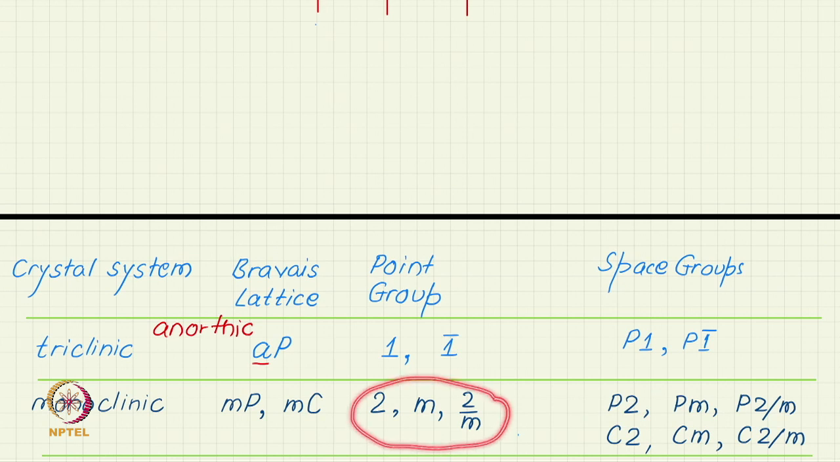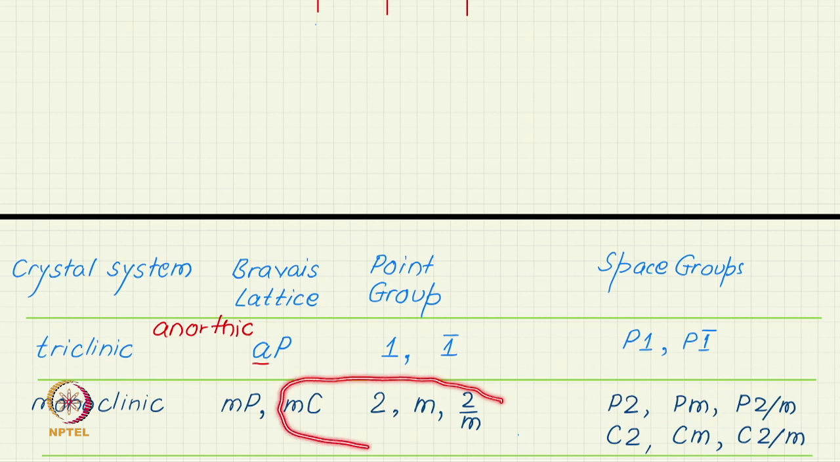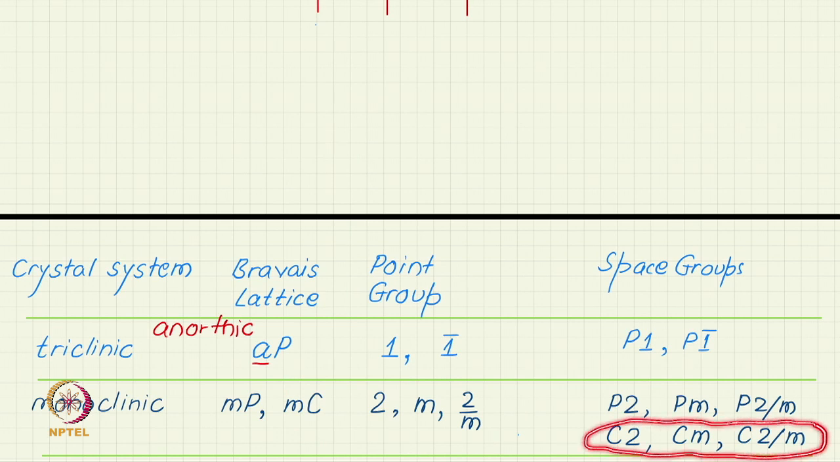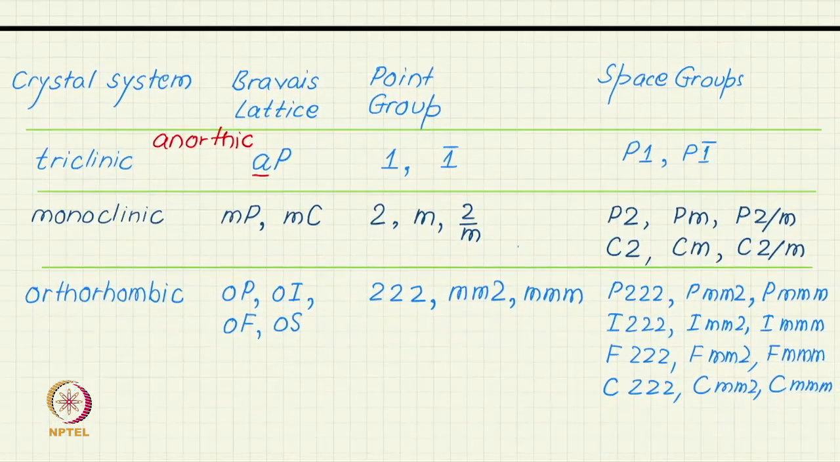these point groups with monoclinic P, I get the first row of space groups P 2, P m and P 2 by m, and if I combine the end centered monoclinic with these 3 point groups, I get another 3 space groups in the second row: C 2, C m and C 2 by m. So, we continue this process with other crystal systems.